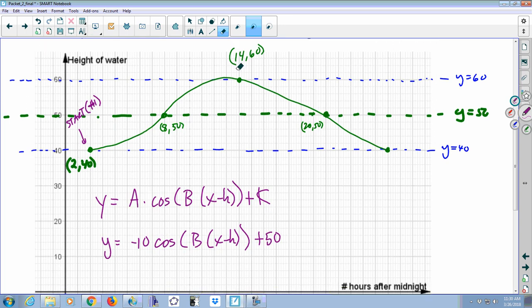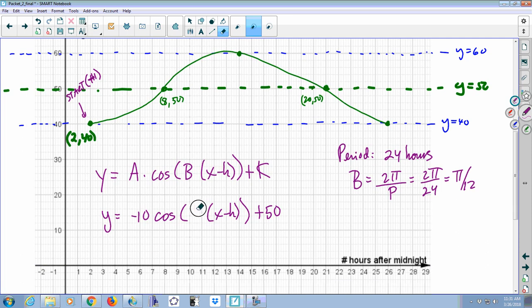To go from low tide to high tide and back to low takes how many hours? 24. That's my period. My period is 24 hours. So I use that information to find my value for B. B equals 2 pi divided by my period, which is 2 pi divided by 24, which is pi over 12. Erase that B and put a pi over 12 there. And I shifted 2 units to the right, so that's minus 2.